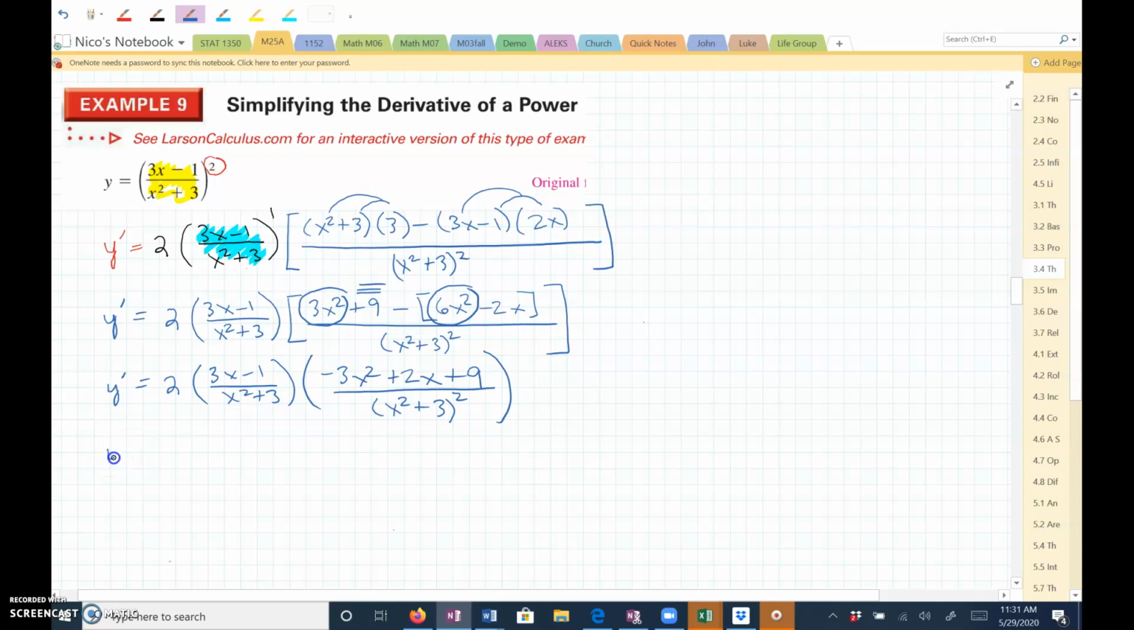And then notice that we can multiply those together. So the numerator, I'm going to have (3x minus 1) times (negative 3x squared plus 2x plus 9), all over (x squared plus 3) cubed.